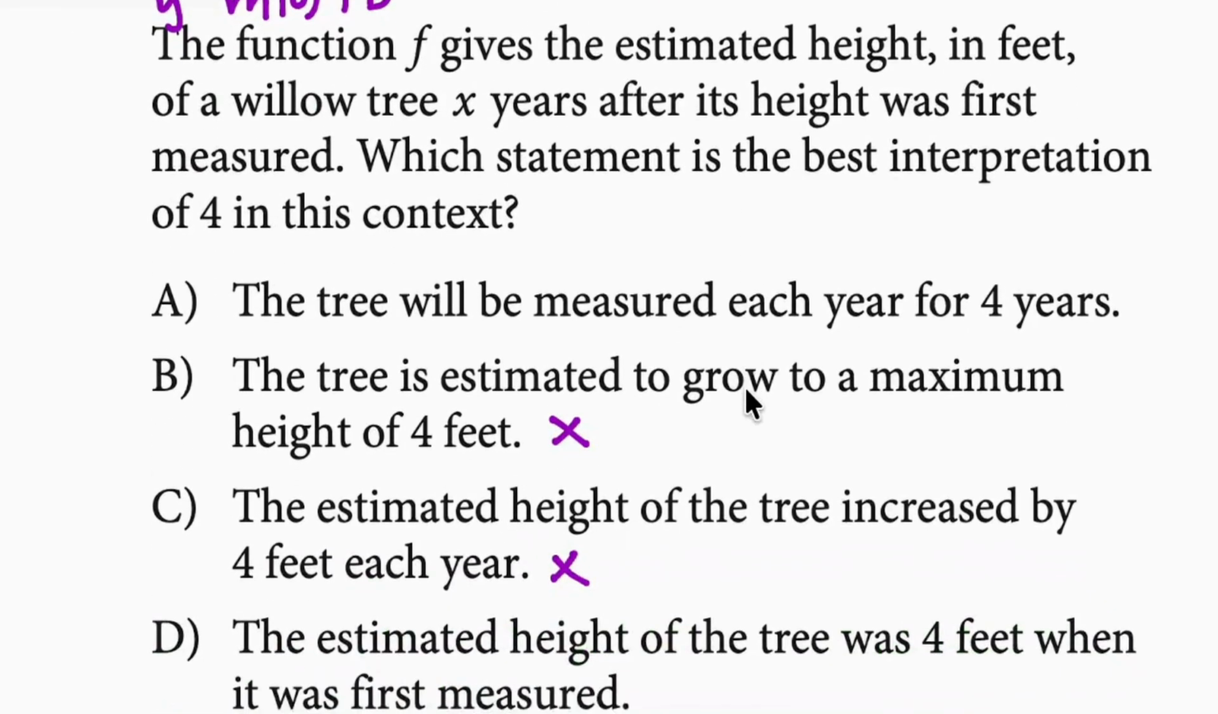Okay, I'll just give you the link for linear equations where I have explained the whole linear equation thing in the form of stories. When it is increasing, when it is decreasing, please go there and see that, because as for SAT, these linear and exponentials are kind of favorite chapters, every aspect of it. Okay. The estimated height of the tree was 4 feet when it was first measured. Yes, D is the right option.